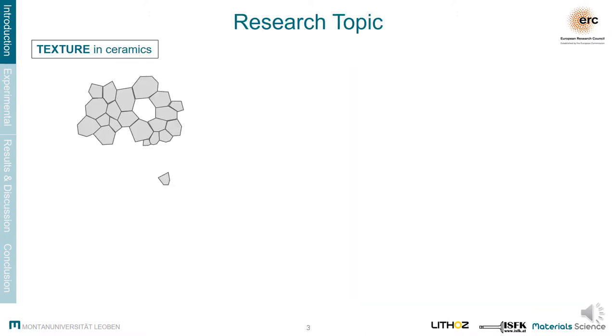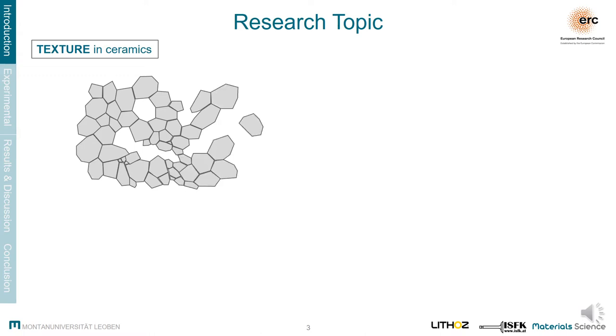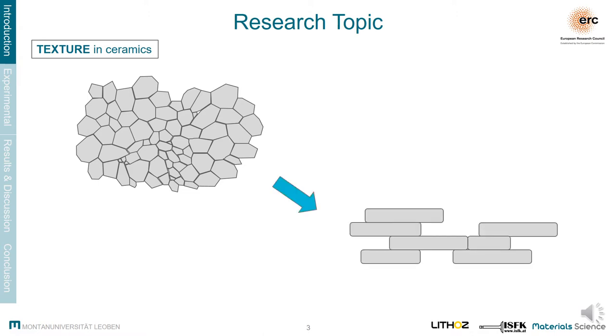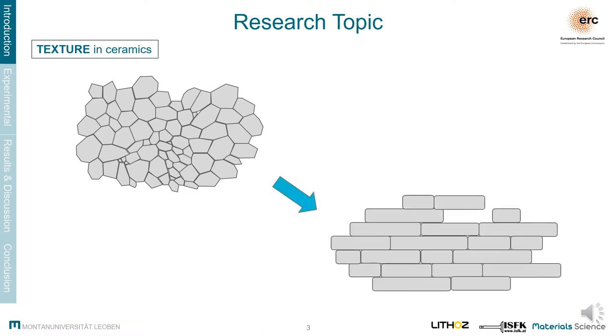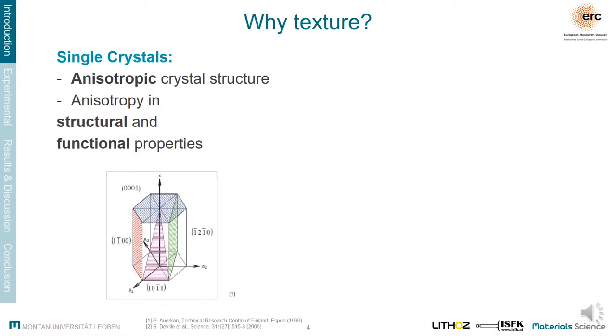I started my research with texturing ceramics. When we look at ceramic microstructures, the grains are usually randomly oriented. So what I'm trying to do now is to give the grains a certain orientation, meaning to induce a texture to the microstructure. So why is texture or the orientation of grains in ceramic microstructures of interest?